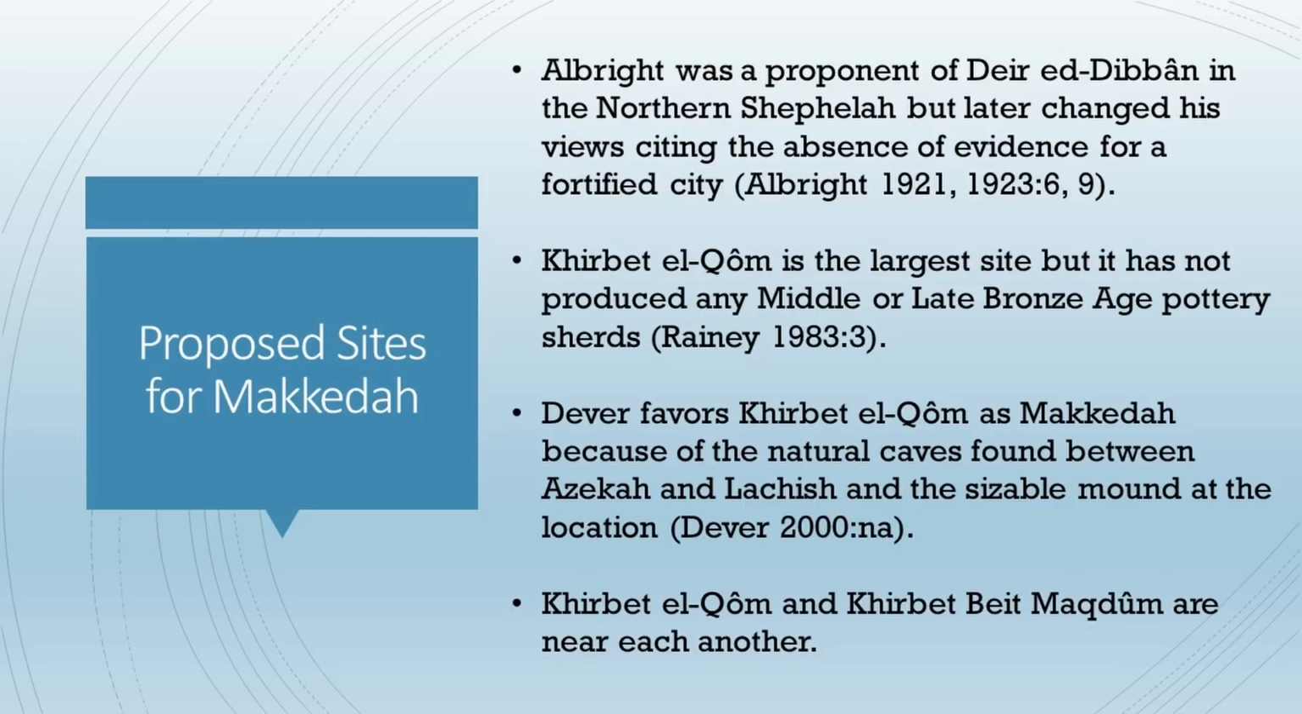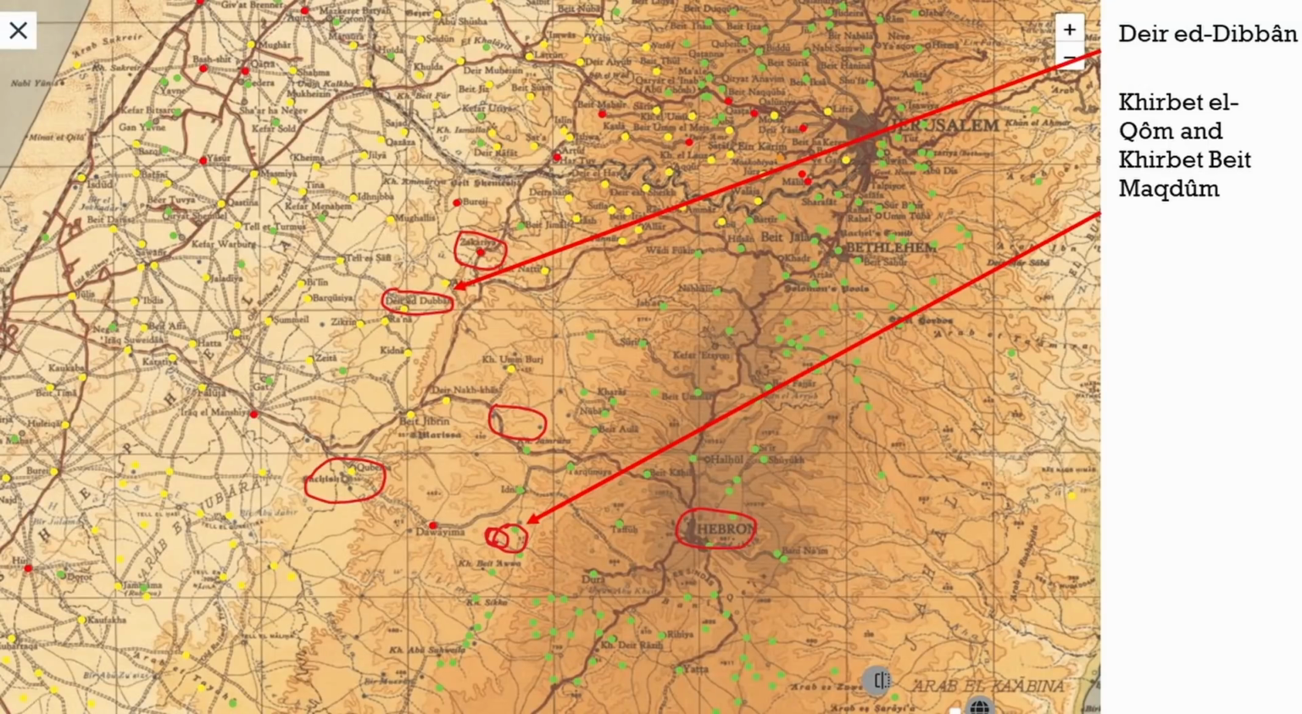Later, Dorsey would say the tell has to be somewhere besides Makdum, and he thought it might be El-Kum also because of the sizable mound. They are very close to each other, by the way. And so here's just to help you out here.